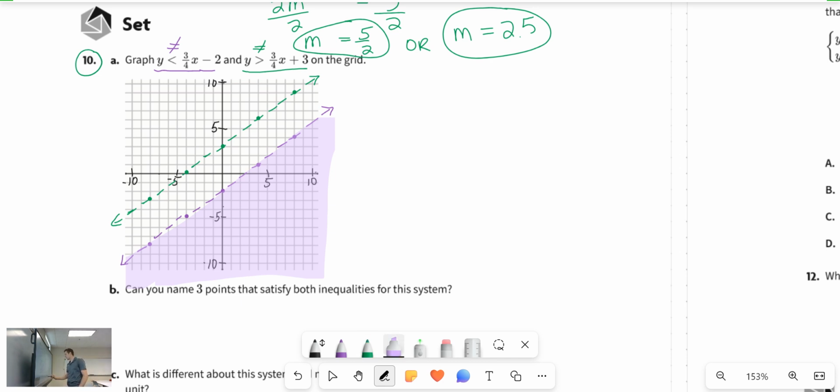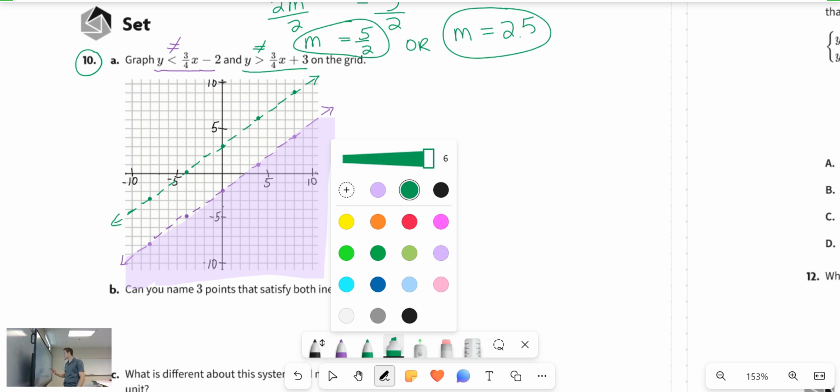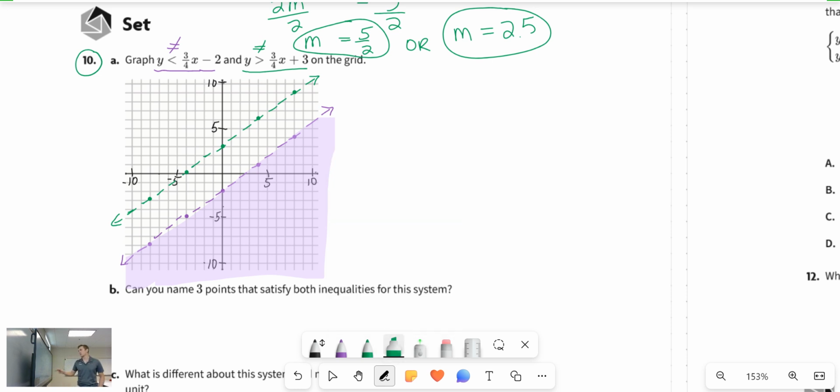And now the shaded region. Let's see, y is greater than, so we're only going to shade in points that have y values above the line. So that's going to be the stuff that is above and to the left. All right. There we go. That portion. All right. So we have graphed both of them and done our shading.